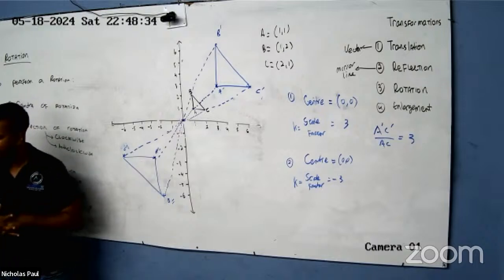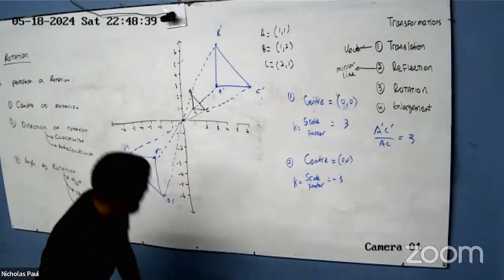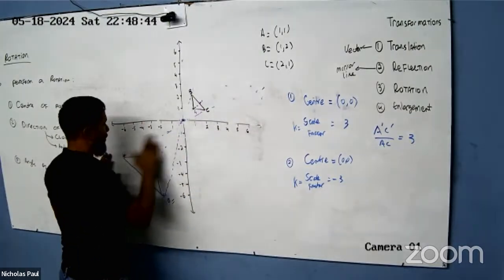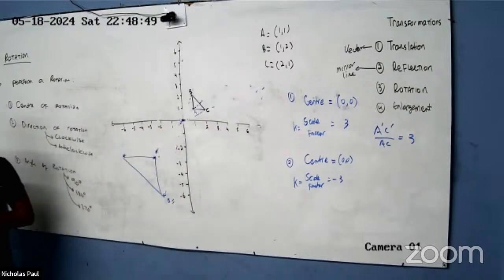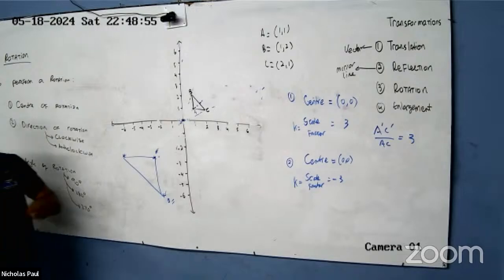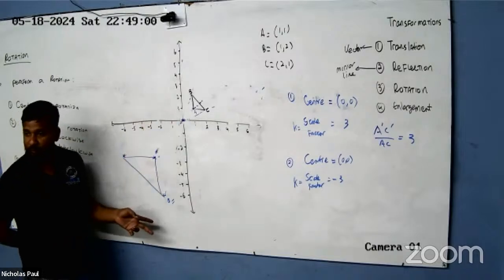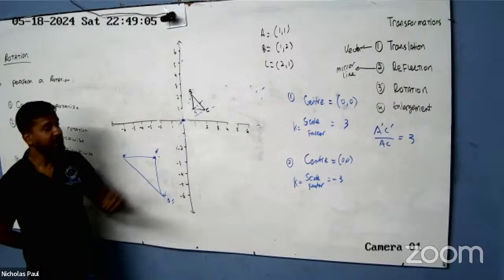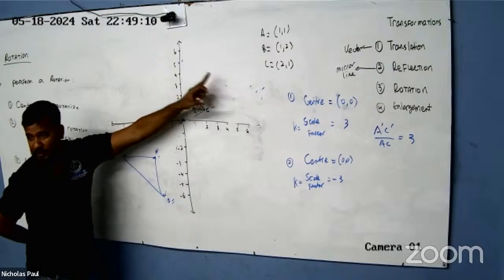How do you think we could get the center? Suppose you didn't have all of this. Suppose that's all you have. How would you figure out the center? Connect the A and the A prime, connect the B and the B prime, connect the C and the C prime. And the point of intersection will be your center. If you're on the opposite side, it's negative. If you're on the same side, it's positive.